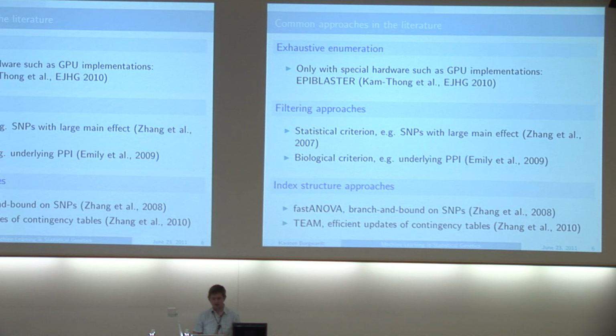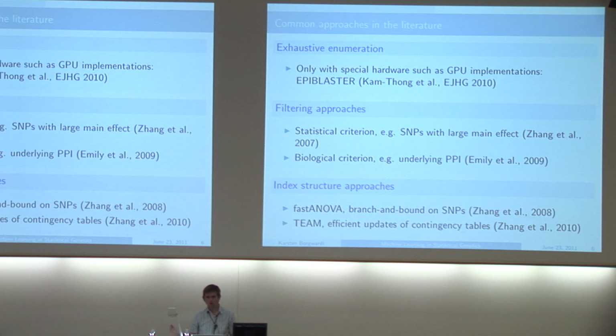We also tried index structure-based approaches, so we defined our own branch and bound-based algorithms based on Pearson's correlation coefficient. And here we first observed that this actually worked quite well. We could prune away 90% of the search space in our first data sets that we tried.